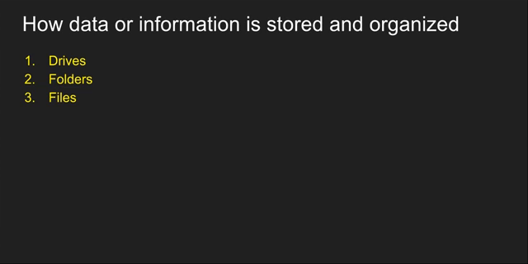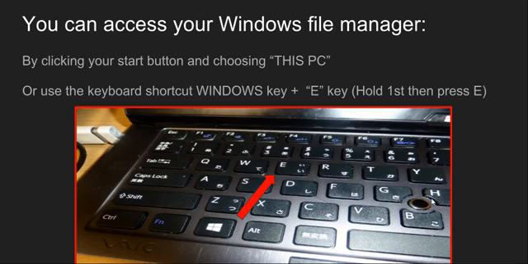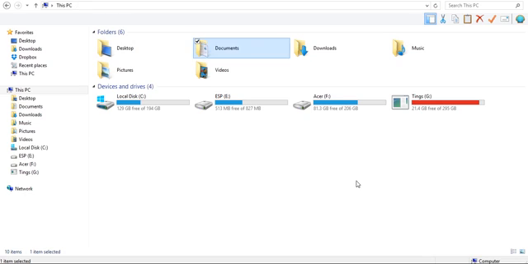Now, to be able to view this, you want to be able to access your file manager on your operating system. For Windows, that would be your Windows Explorer. That's the file manager for Windows, and you can get it by clicking on the Start button, choosing This PC, or use the keyboard shortcut by holding the Windows key, which you see here, plus the letter E to bring it up. When you do that, you'll get the Windows Explorer, and that will show you your drives, folders, and files as you see here.